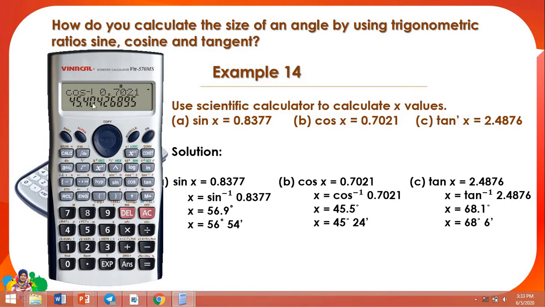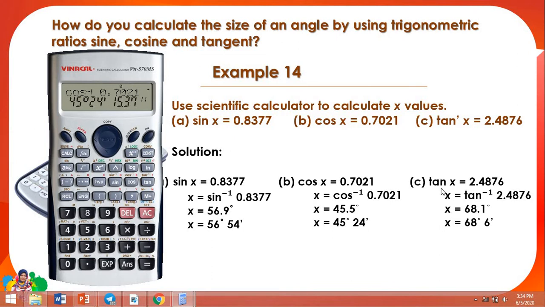So the answer is 45.404 degrees. You can give your answer in degrees and minutes. Just press this button, and you get 45 degrees 24 minutes. This one no need to plus 1 because the seconds is less than 30. So just give your answer as 45 degrees 24 minutes.